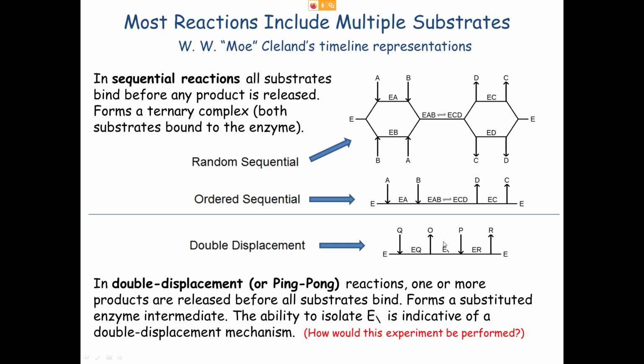But I must be able to isolate this intermediate. How would you do this type of experiment? Because there's no way I can isolate EAB. It would turn into product right away. How could I isolate this E-intermediate? Can you think of a way to have it occur and trap it? And that would prove double displacement.